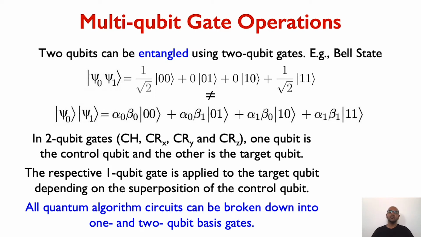So for example, if we have the controlled Hadamard gate, if the control qubit has state 1, then the Hadamard gate is applied to the target qubit. Otherwise, the Hadamard gate is not applied. And all quantum algorithms or quantum circuits can be broken down into these 1 or 2 qubit basis gates.